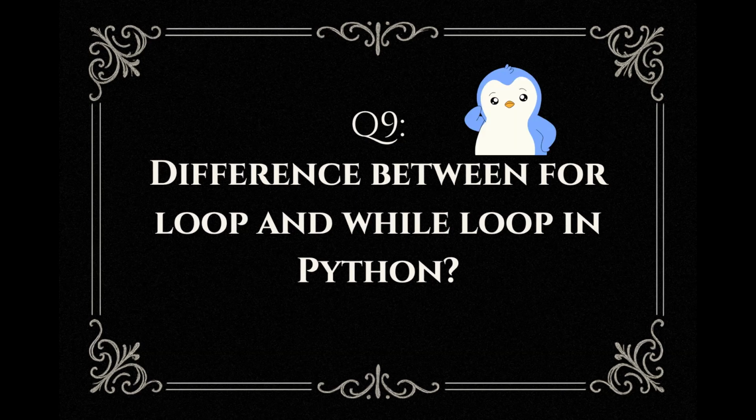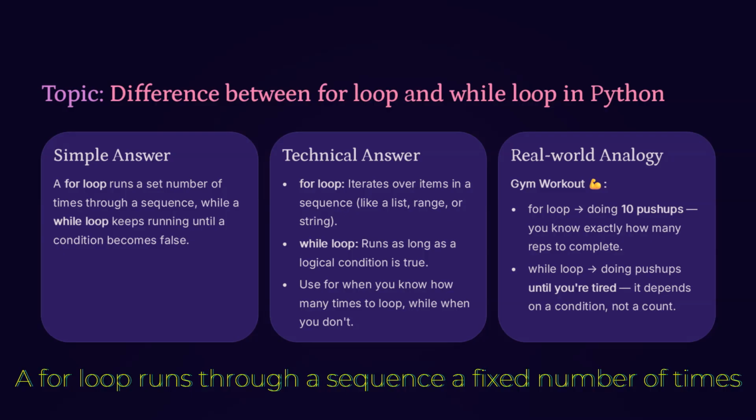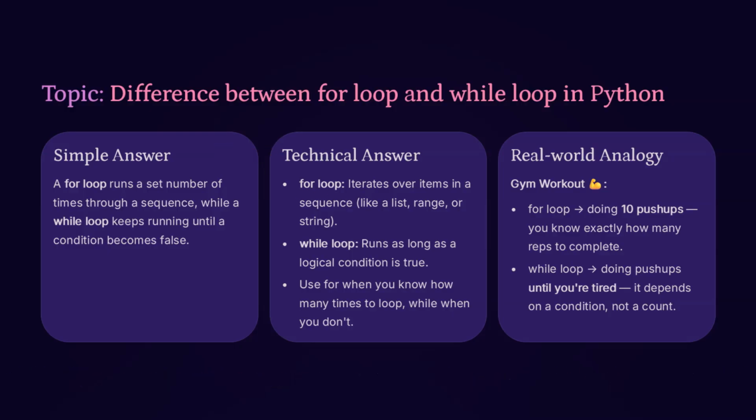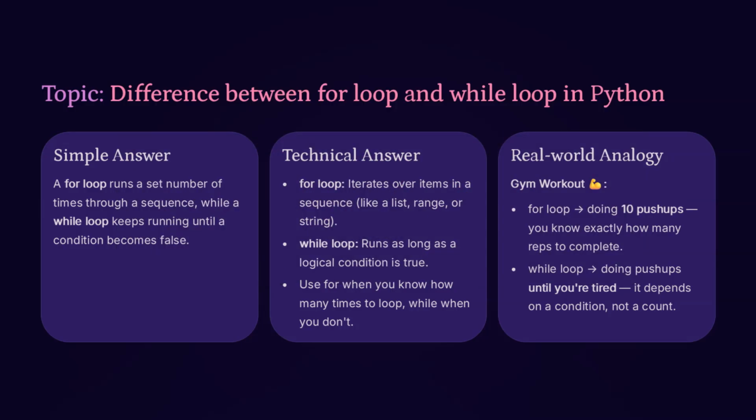Difference between for loop and while loop in Python. A for loop and a while loop both repeat actions, but they do so in different ways. In simple terms, a for loop runs through a sequence a fixed number of times, while a while loop keeps running until a condition becomes false. Technically, a for loop iterates over items in structures like lists, ranges, or strings, making it ideal when the number of iterations is known. A while loop checks a logical condition before each cycle and continues as long as that condition stays true, making it useful when the stopping point is uncertain.